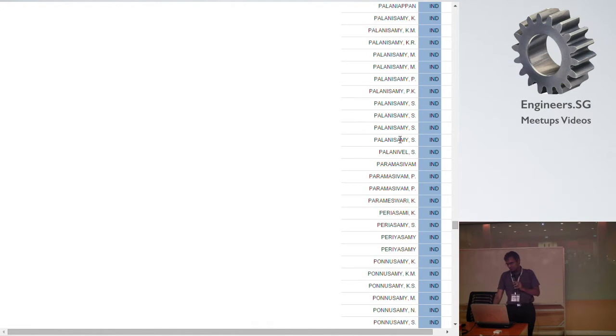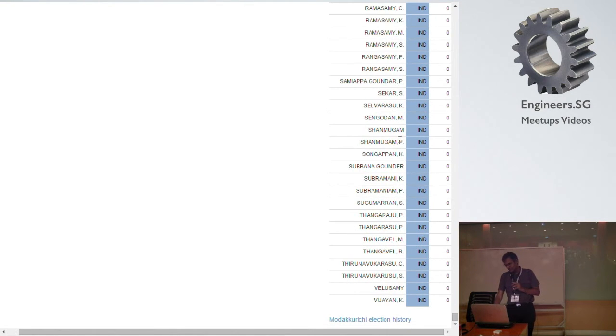There probably seems to have been a bit of a confusion, because there were as many as 88 candidates who got exactly 0 votes, meaning they didn't even vote for themselves. Either they couldn't find themselves on the ballot sheet, or the election commission got confused as to who exactly they were, that it went all over the place.